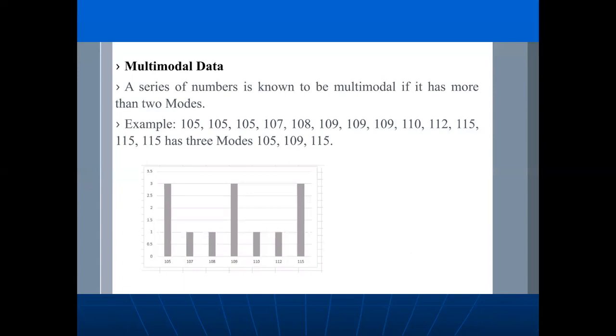Then we have what is called multimodal data. A series of numbers is known to be multimodal if it has more than two modes. So in this problem, we have 105, 109, 115. All these three numbers have the highest frequencies, and you can see this graph represents the highest frequency. Therefore, it is multimodal data.